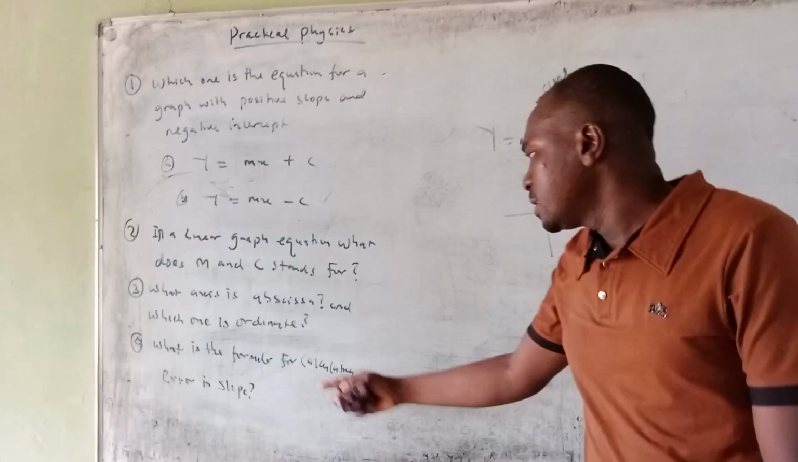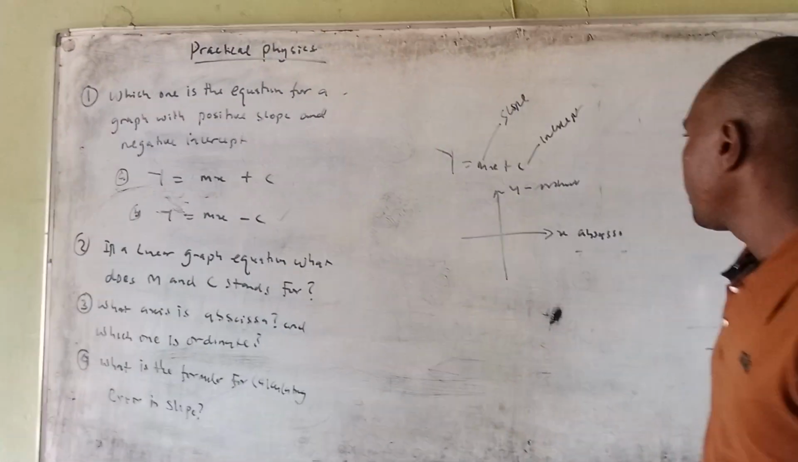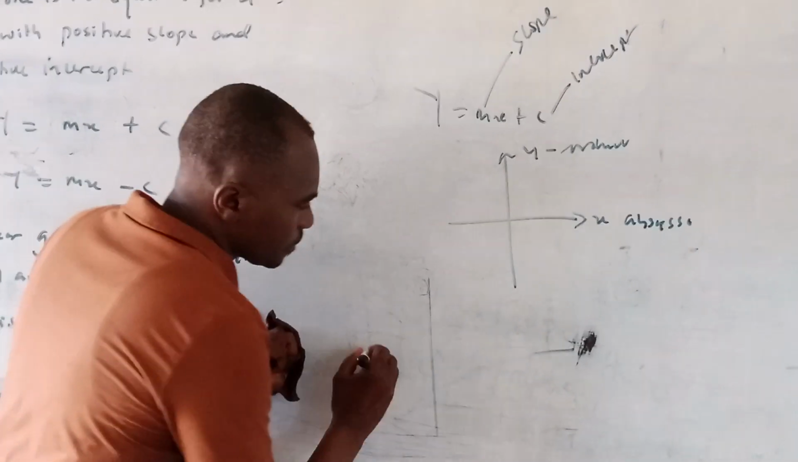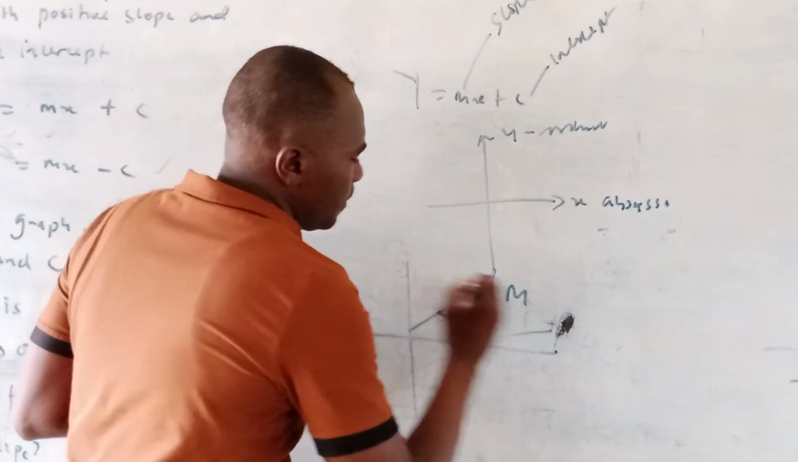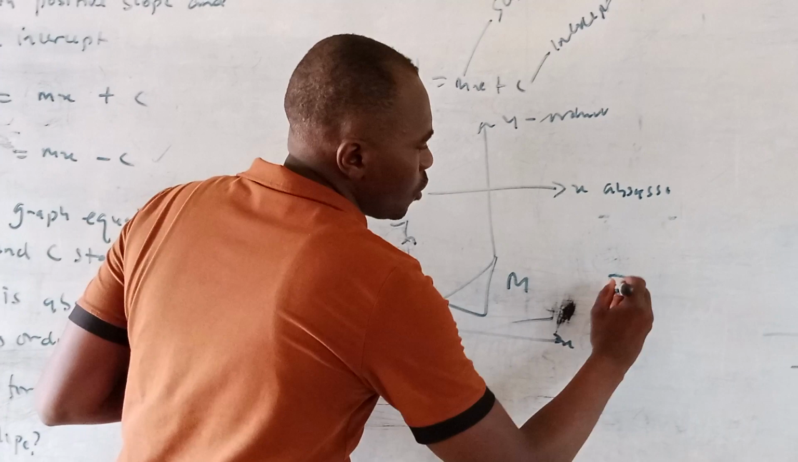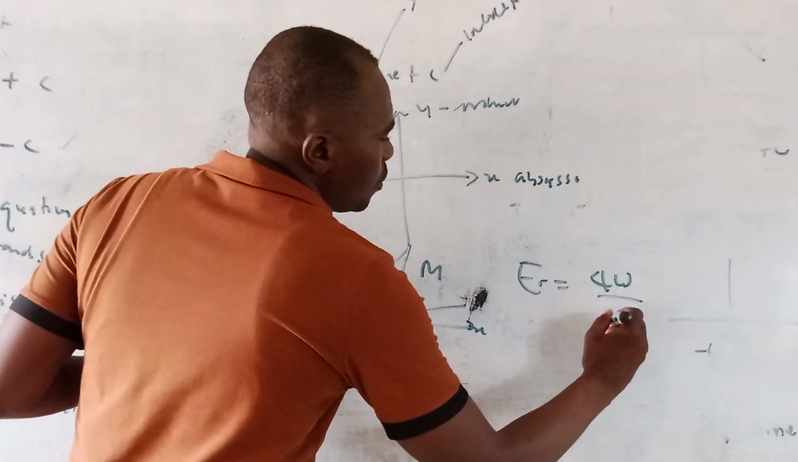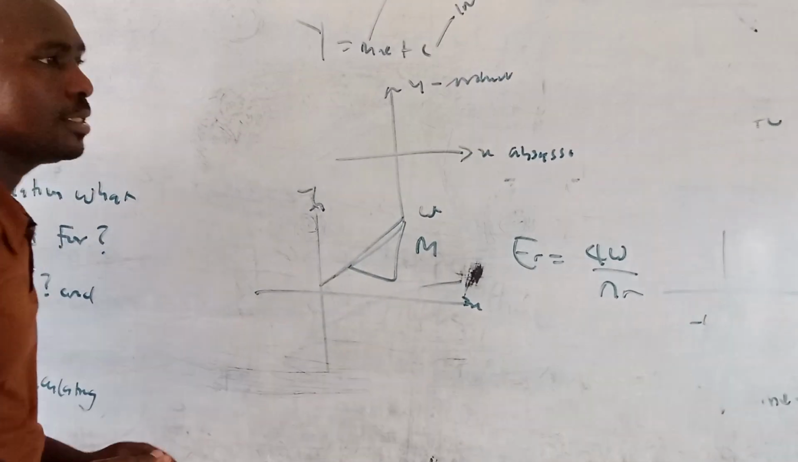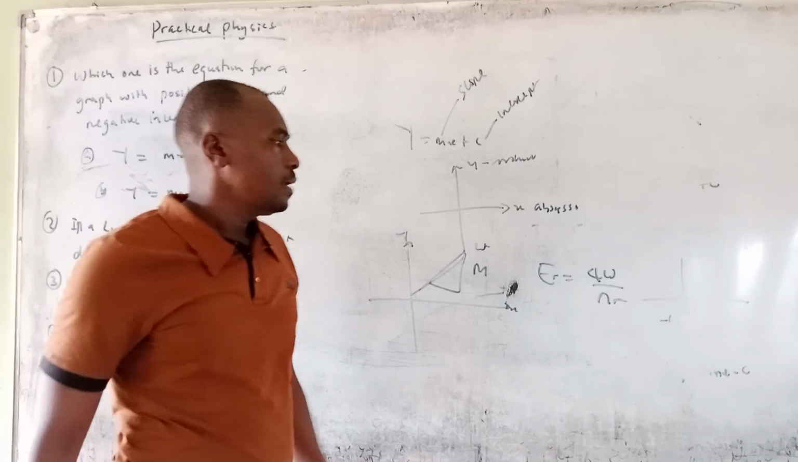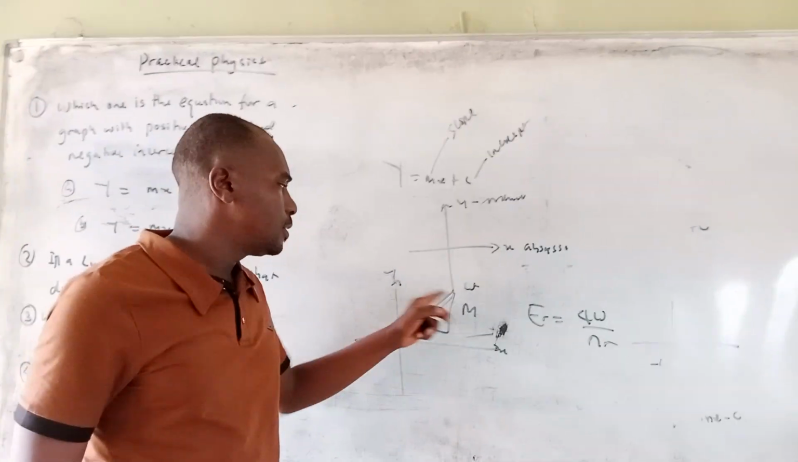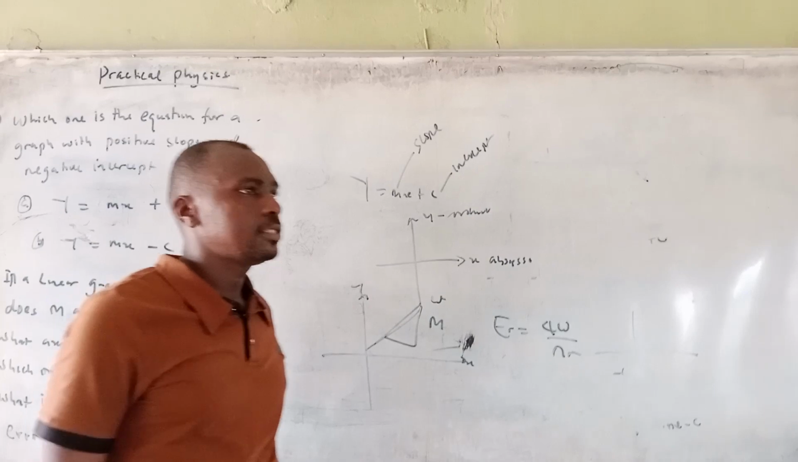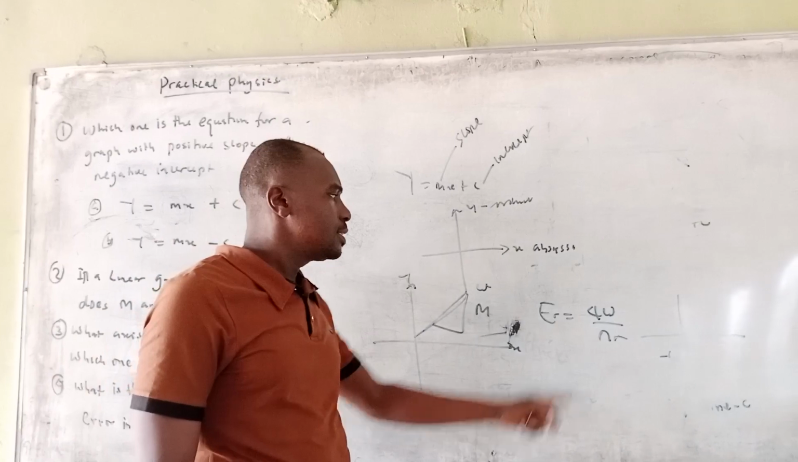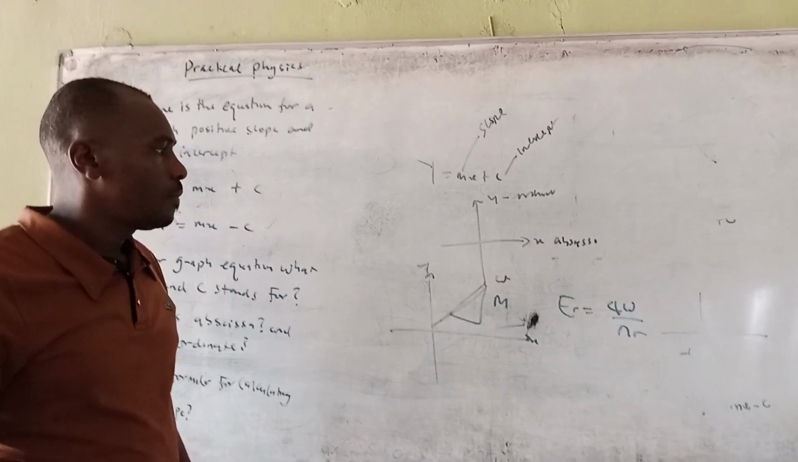Next thing, what is the formula for calculating error in slope? If you have your slope m, this is your y and x axis, error in slope, E is equal to 4w over nr. W is nothing but vertical scatter, because they can ask you what is the meaning of w in this error. N is the number of points you are plotting on this graph, while r is the range. That is the highest number at the x-axis minus the lowest number at the x-axis. So this is the formula for calculating error in slope.